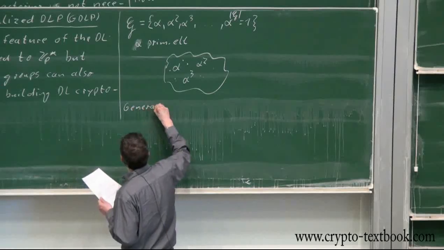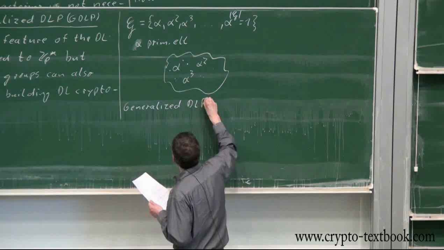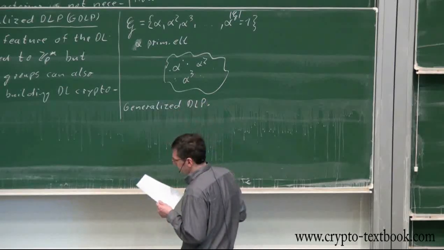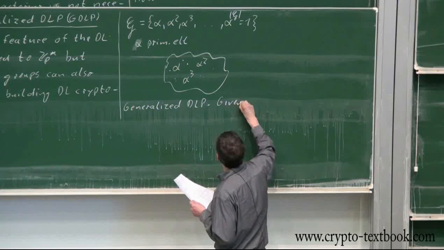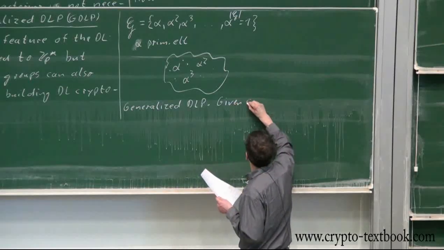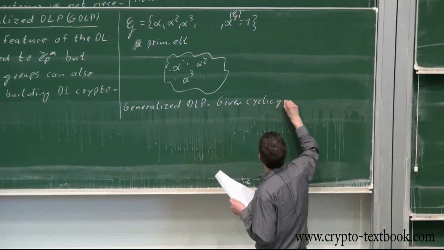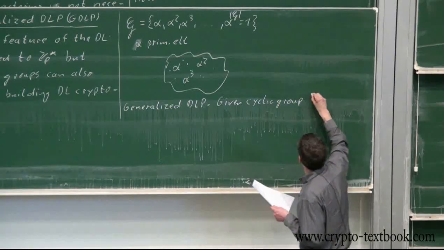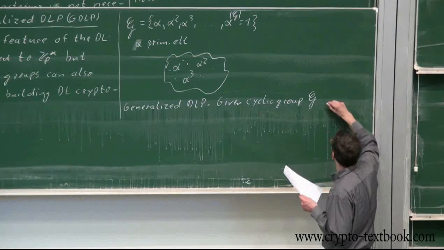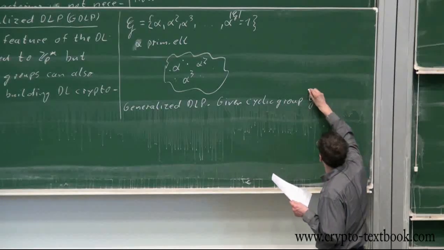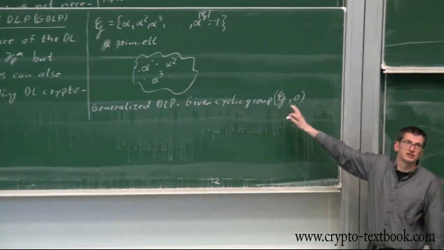the generalized discrete logarithm problem. DLP is as follows: given cyclic group G, this notation you have to watch out.